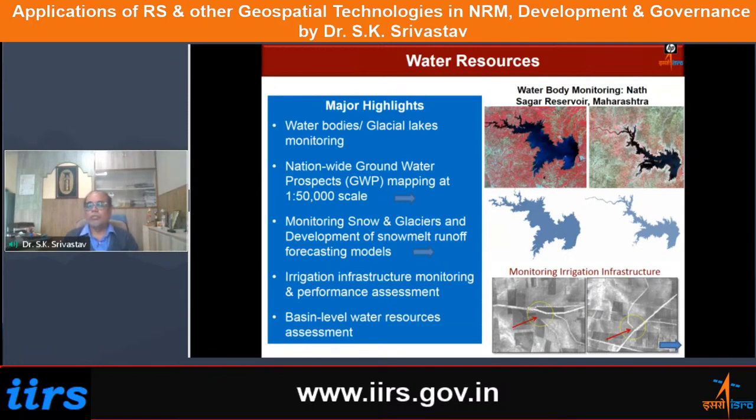So the paramount thing in the water resource sector is that we should have the spatial as well as temporal information about the presence of the water bodies.